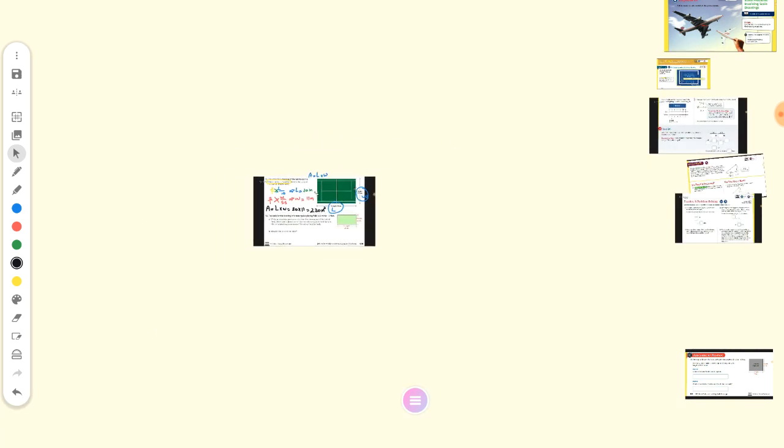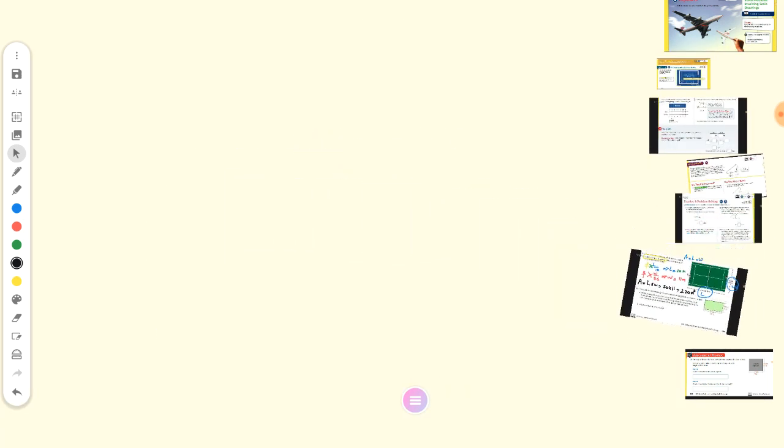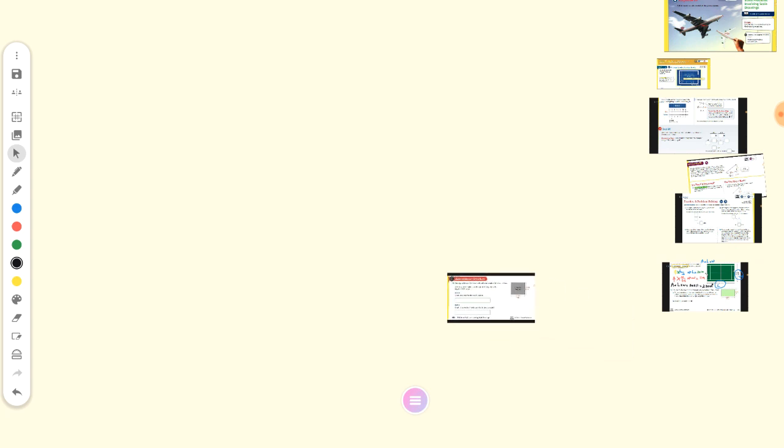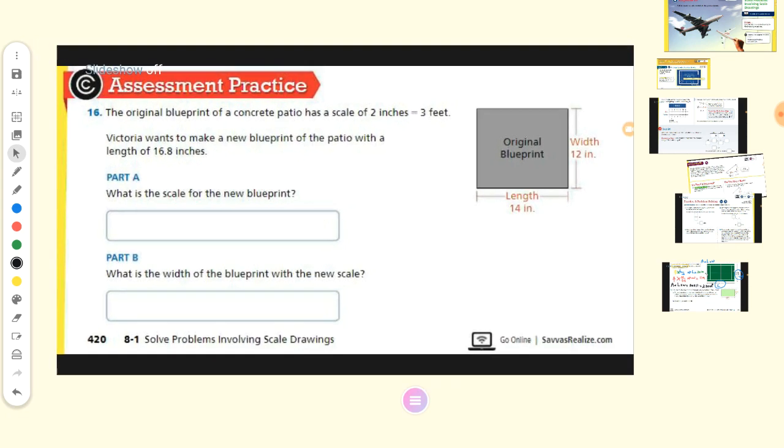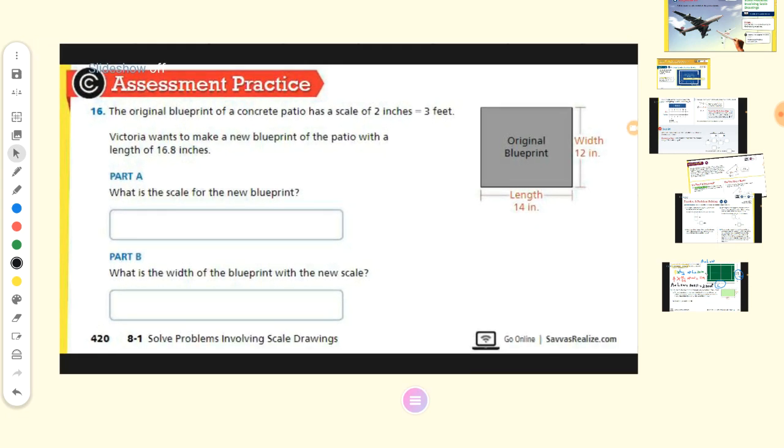Okay, another question, something different. You may need to draw an image, and then someone asks you, please enlarge it, I need it on a bigger paper. So we will change the scale. I have the old scale and I want to move it to a new scale, like this example. The original blueprint of a concrete patio has a scale of 2 inches equal to 3 feet. So the scale is 3/2. This is the first thing.